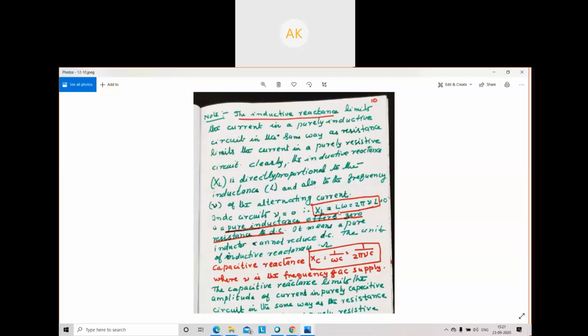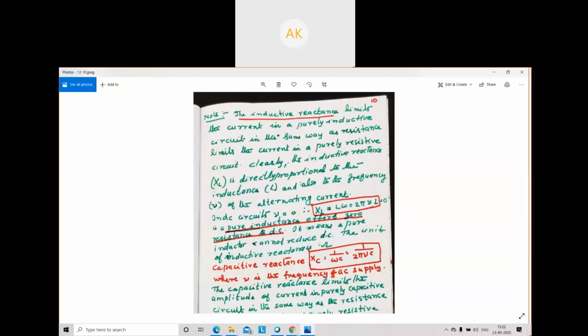So XL can be written as L omega, equal to 2 pi into nu into L. And you know, nu, the frequency, in the case of a DC circuit is not varying. In a DC circuit, the frequency is 0. But what is the reactance? If you put 0 here, XL becomes equal to 0. So in a DC circuit, the inductor offers 0 resistance, 0 reactance, to DC current.